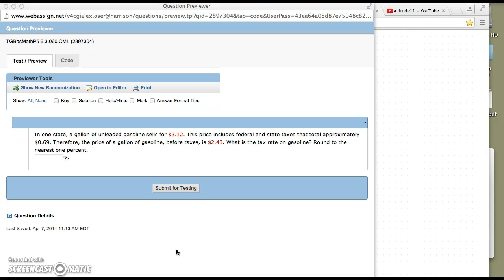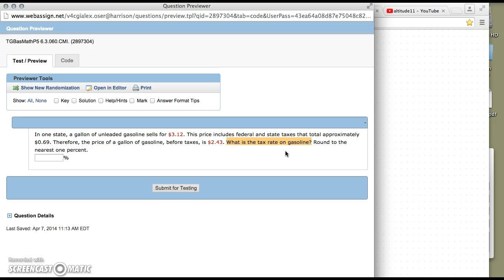So first things first, guys, we've got a word problem here. Remember, you always want to look for the question in the word problem, right? What value is it that I'm trying to find? We can find the question because it is asked as a question, as it usually is here. What is the tax rate on the gasoline? When we solve this problem, our answer should represent the tax rate on our gasoline.